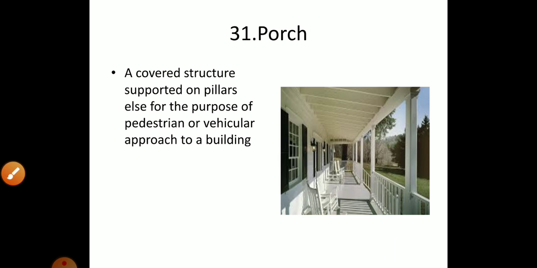The next part is the porch. Actually, everyone loves a porch, but the real meaning of a porch is a covered structure supported on pillars, for the purpose of pedestrian or vehicular approach to a building. Okay, you can see here, this is a porch which is used for vehicular approaches and pedestrians.